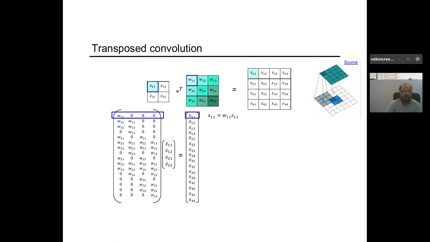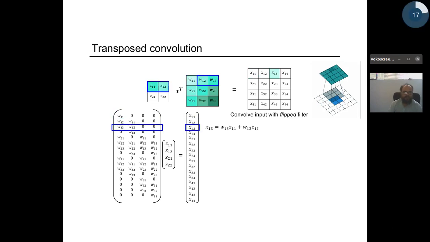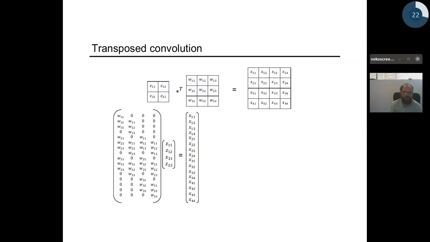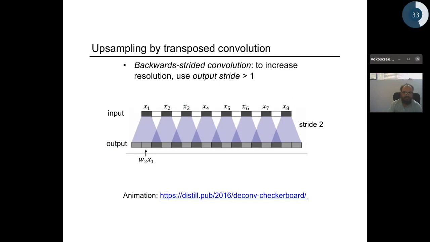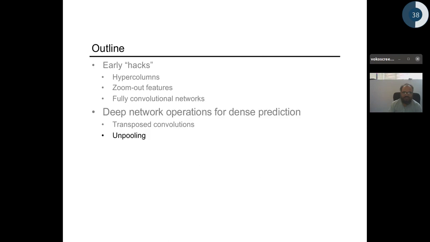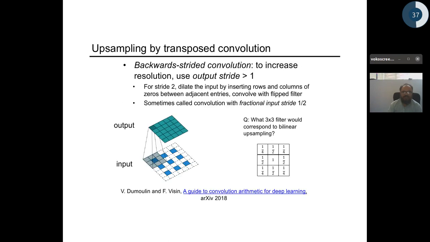So let's see how transposed convolution works. We can go one by one to produce these different outputs, and see what they are equal to. This is a 1D example of the transposed convolution; you can look at these animations to understand how this works. We can use transposed convolution for upsampling by backward strided convolution.